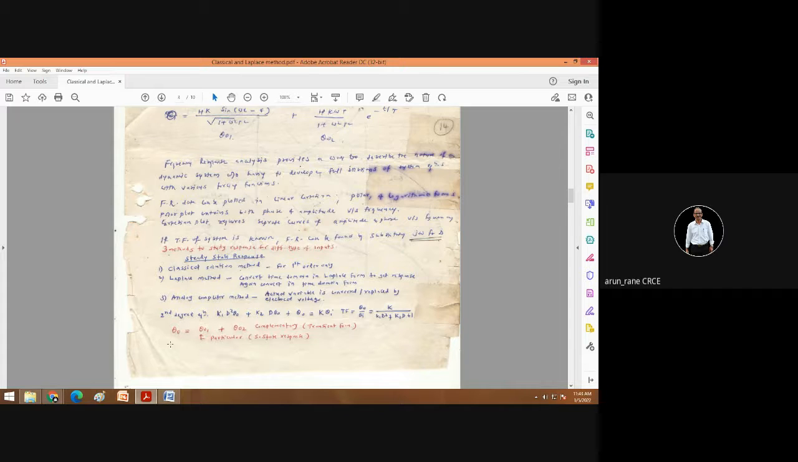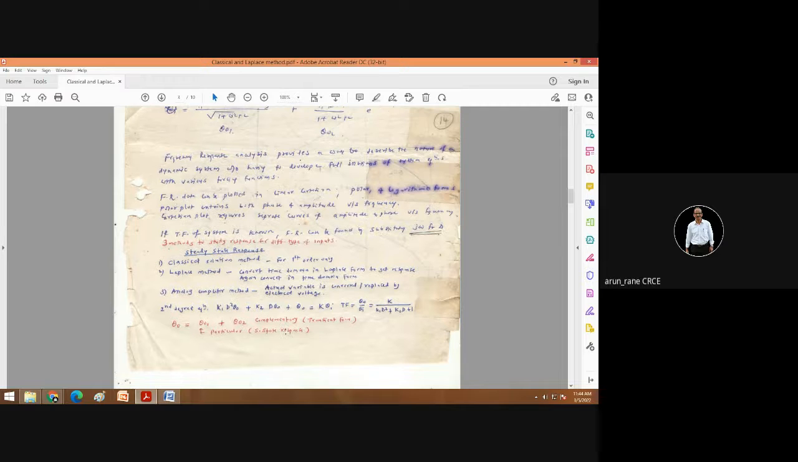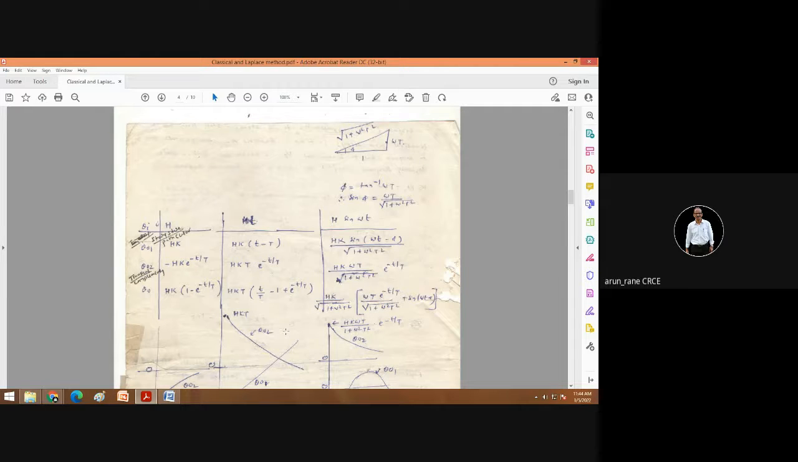The output or the total response is given by theta O1 plus theta O2. Any differential equation solution will consist of two parts. One part is the particular solution, which is nothing but the steady state response, and theta O2 is the complementary solution, which is the transient part.